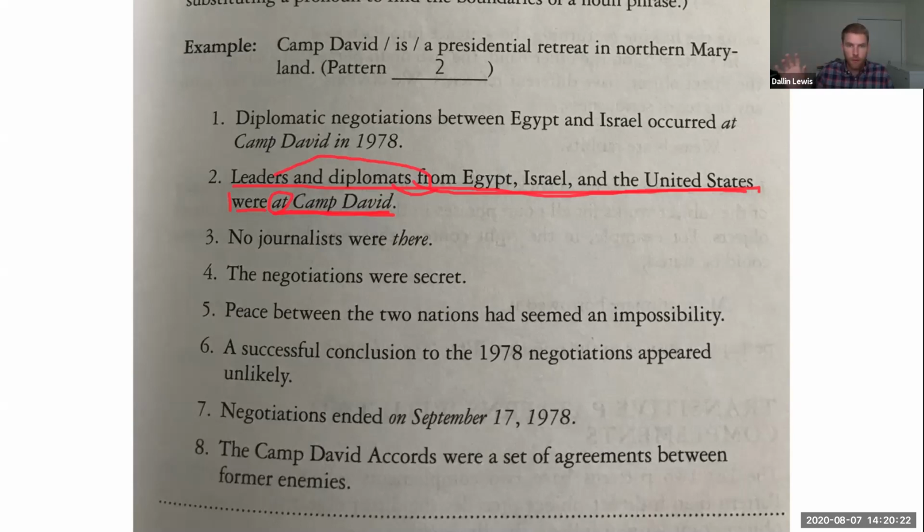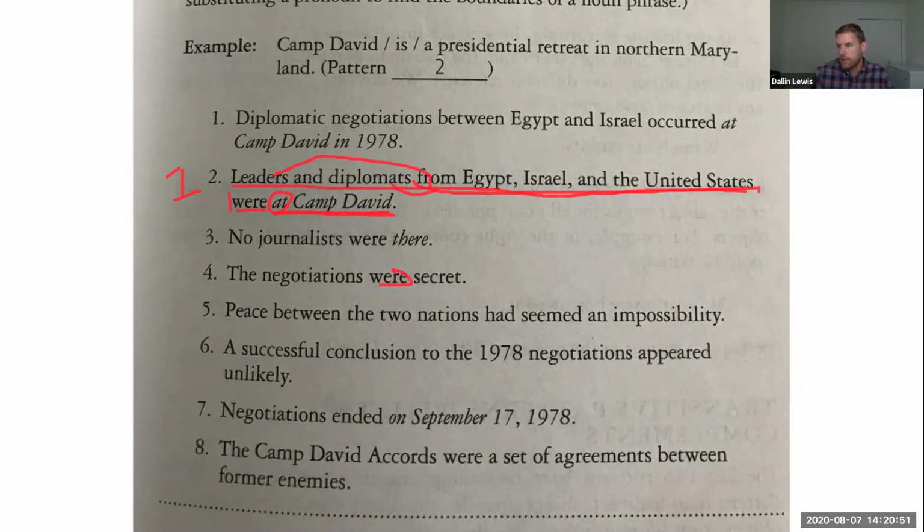Let's imagine a different version of the sentence that was pattern number 2. We could say, the leaders and diplomats were Egyptian, Israeli, and American. In that case, Egyptian, Israeli, and American are all adjectives. Those would be subject complements defining leaders and diplomats. But in this case, we have sentence pattern number 1, adverbials. Let's write that there.